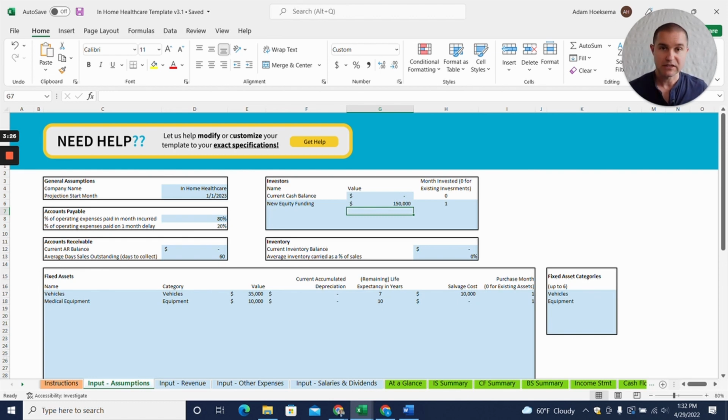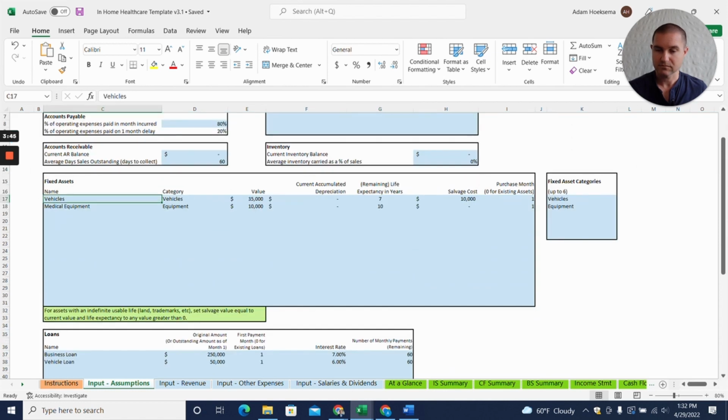So the first thing you need to know is that every cell that's highlighted in blue is an assumption that you can change without breaking something in the model. So what we've done here, we have assumed that we're going to get some new equity or investor funding of $150,000. And we're going to buy a bit of equipment, a vehicle. Maybe we're just starting on our own initially, but then we're going to really try to scale up from there.